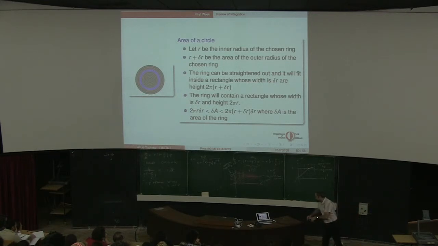So I have this weird object with straightened sides and tilted edges. It completely fits into a rectangle whose width is delta r and whose height is the longer side. If I take the rectangle whose height is the smaller side, then that rectangle will be completely contained in this object. So the area of this small object that I obtain by straightening it up will be in between these two. So this delta A, the area of this ring, will be between 2 pi r delta r and 2 pi times r plus delta r, times delta r. Well, the next step you can guess.